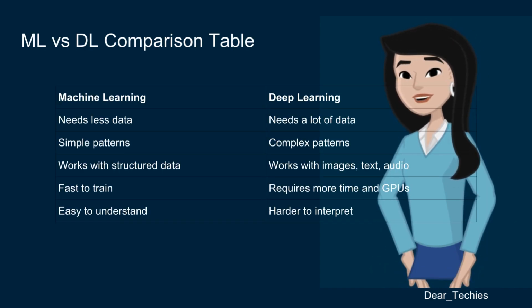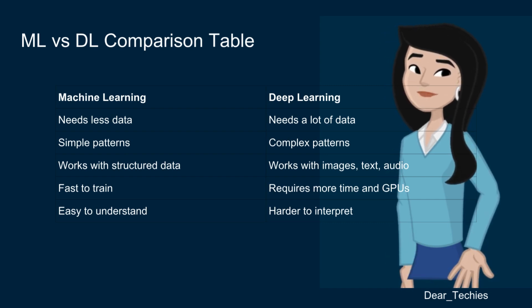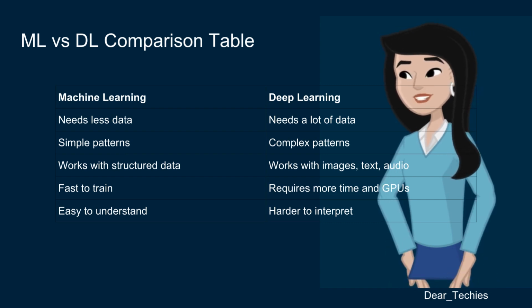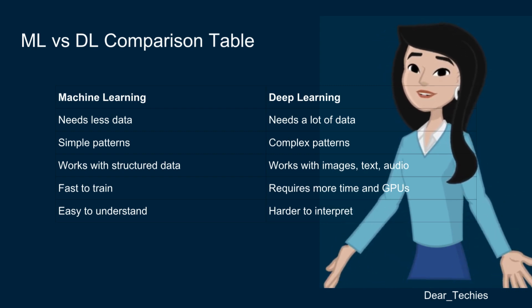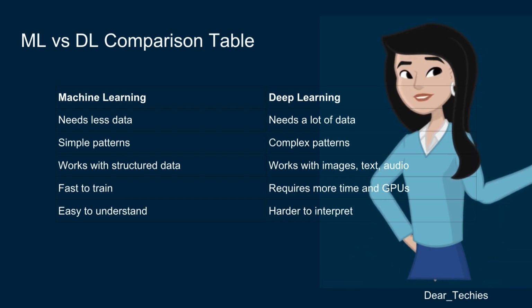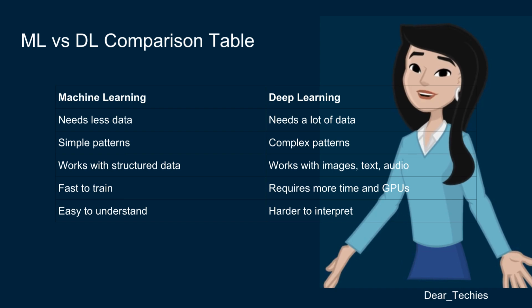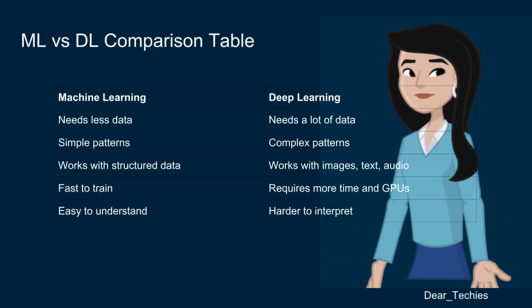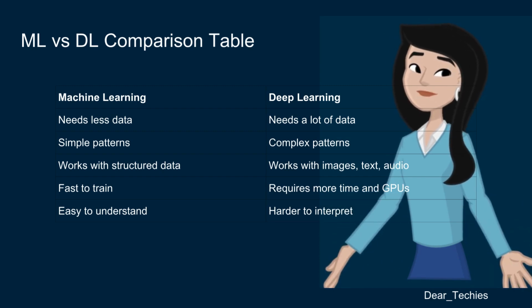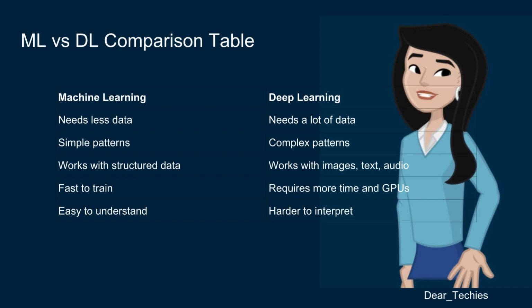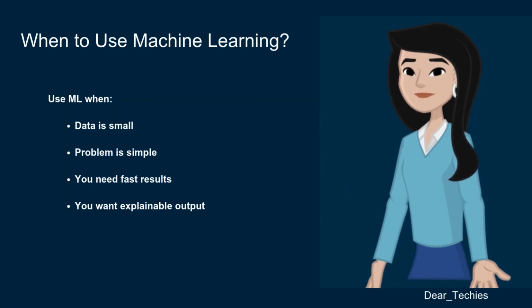Here's a simple comparison. Machine learning works with less data. Deep learning requires a lot of data. Machine learning is simple and faster. Deep learning uses powerful hardware like GPUs and learns very complex things, like objects in images or meaning in natural language. Machine learning is easy to read and understand. Deep learning is powerful but harder to explain.